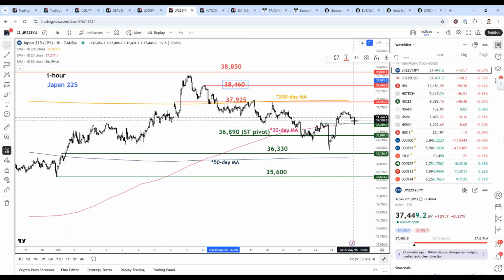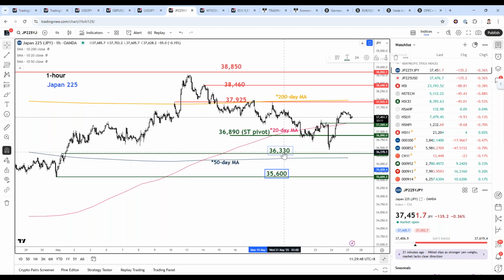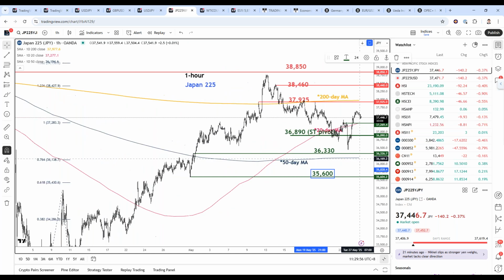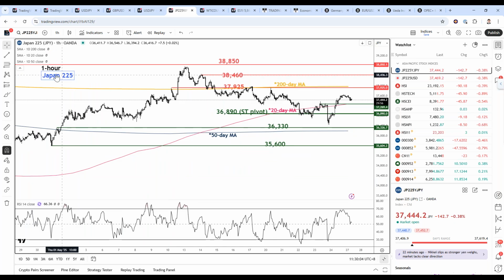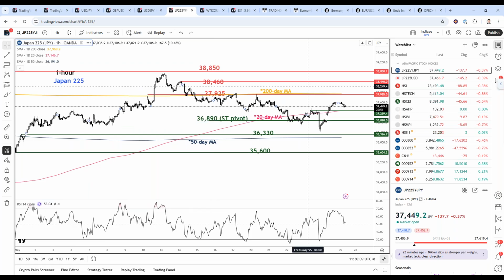However, if price action starts to break down with an hourly close below 36,890, then the bulls will be in jeopardy, where price action may resume its choppy downward drift for that corrective decline sequence to extend to the downside, exposing the next support level at 36,330, which also confluences closely with the 50-day moving average as well. All right, so that's for the Japan 225, still maintaining our intraday trend bullish bias, but using a slightly adjusted upward short-term pivotal support level at 36,890.